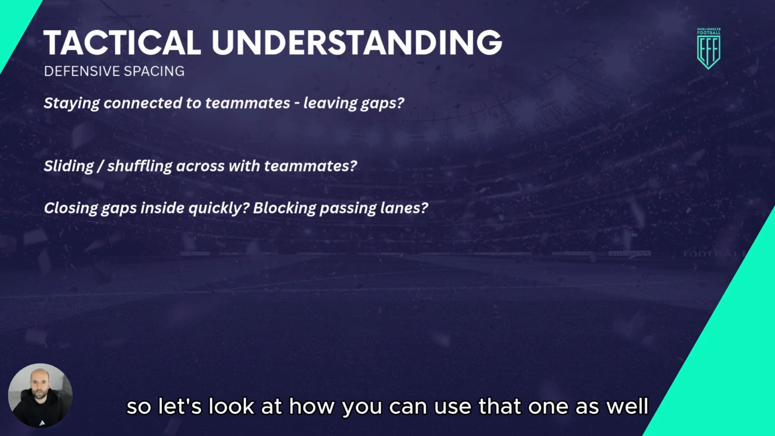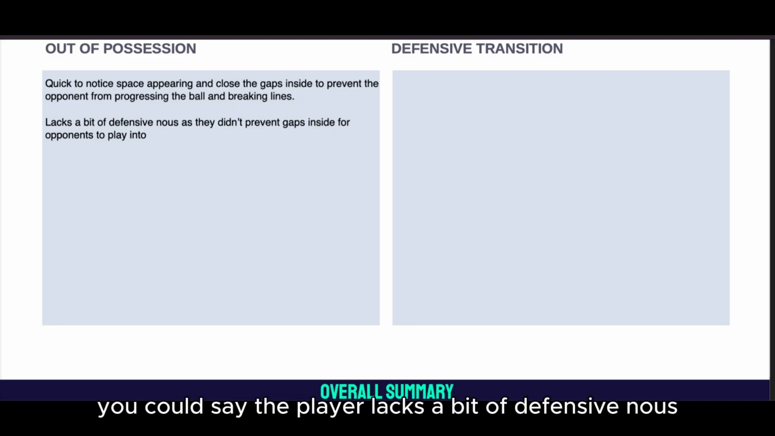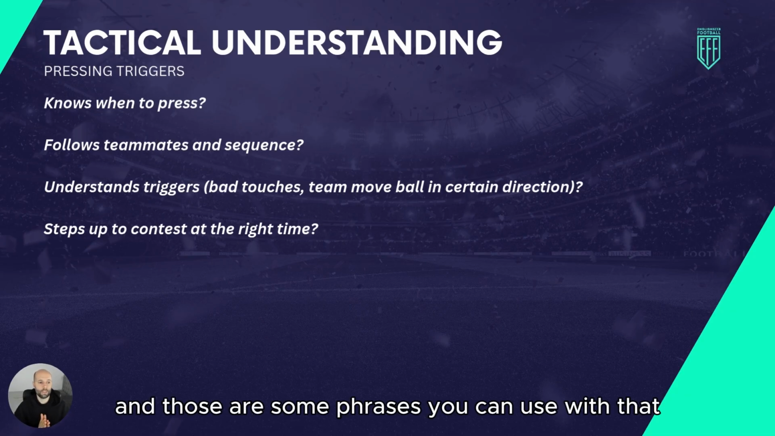So let's look at how you can use that one as well. You can say that the player is quick to notice space appearing and close the gaps inside to prevent the opponent from progressing the ball and breaking lines. From a negative perspective, you could say the player lacks a bit of defensive nous as they didn't prevent gaps inside for opponents to play into. And those are some phrases you can use with that.